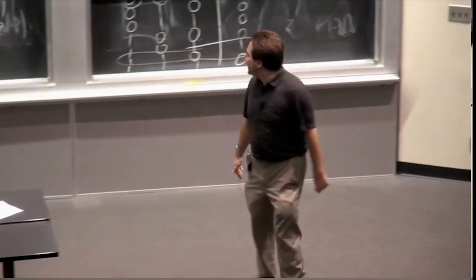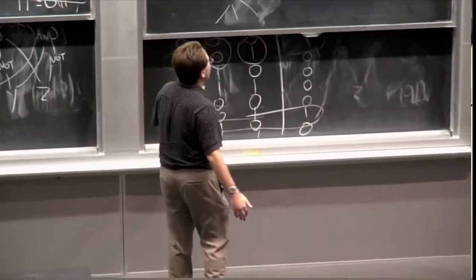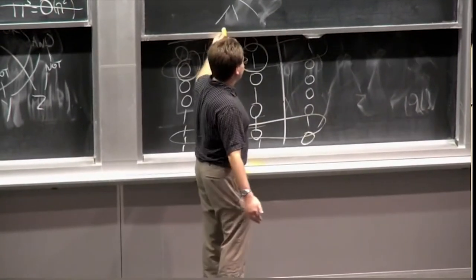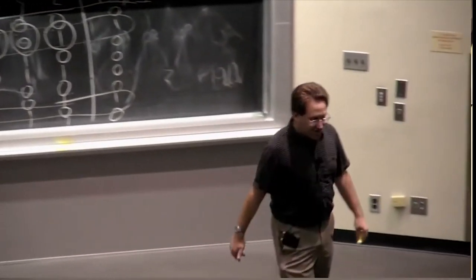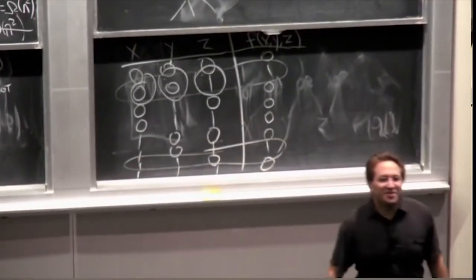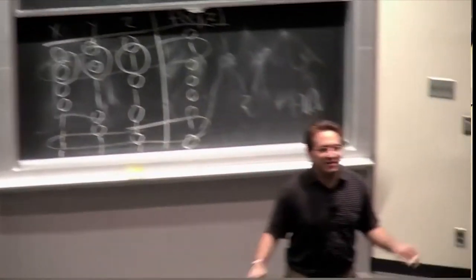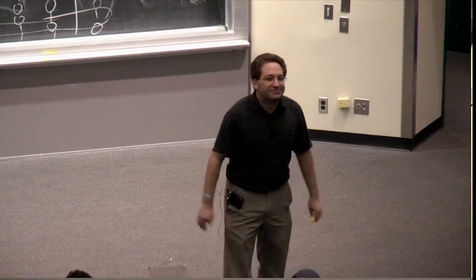Okay, so we can say we are interested in the size of this circuit that's produced by this construction. What is it big O of? Okay, so in terms of big O notation, how does the size of the circuit grow as a function of n?